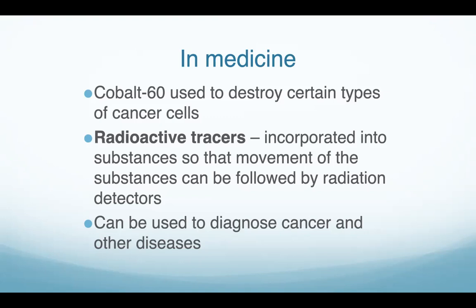We can also use it to follow around cytotoxic T cells. That's how we figured out that cytotoxic T cells can kill cancer cells and things like that. When you see these videos with bright green colors or whatever, those are radioactive tracers. We can also use nuclear medicine to help diagnose cancer and other diseases.